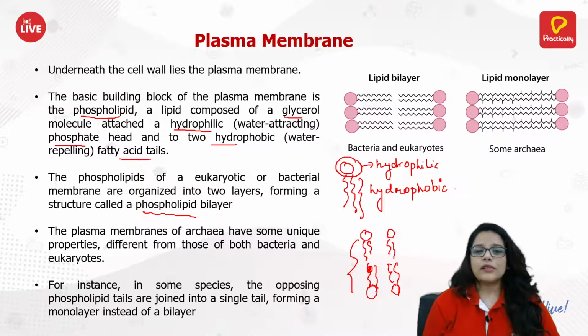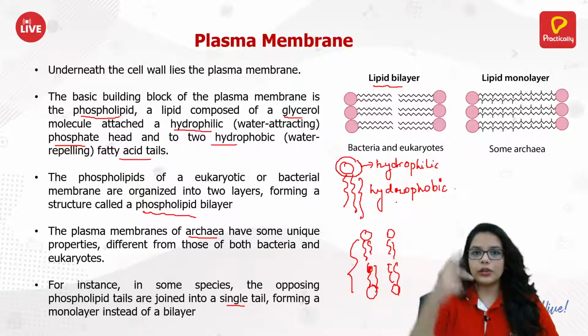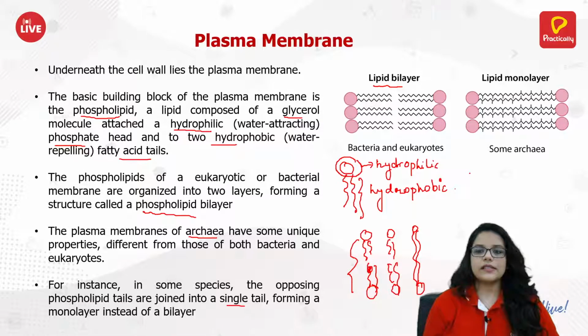Now the plasma membranes of archaebacteria are a bit different. Their phospholipids are joined into a single tail, and they have a monolayer. This is a lipid bilayer, right? This is a bilayer, as I said, upper and lower. This is a monolayer. It is just like this. This is in some archaebacteria. Even in bacteria and eukaryotes, it is a bilayer. I'll just draw it once more with a clear picture. It is somewhat like this.